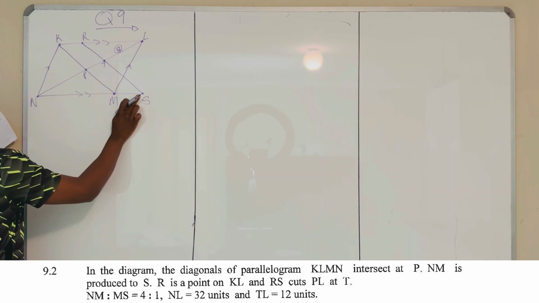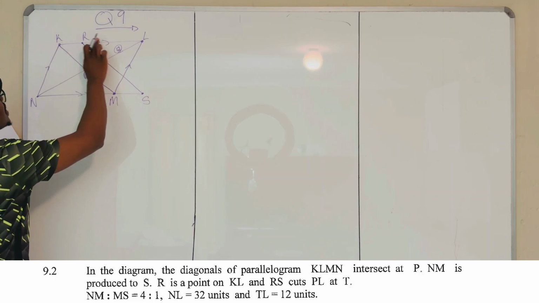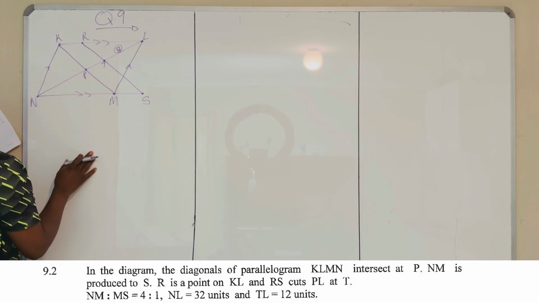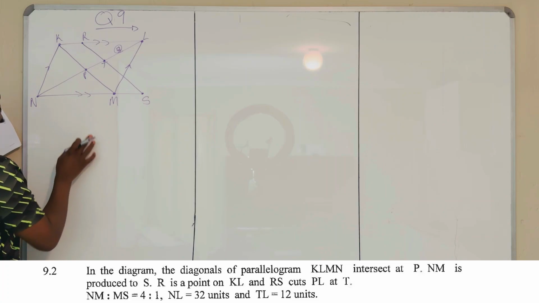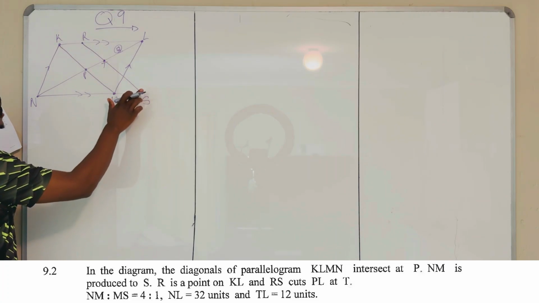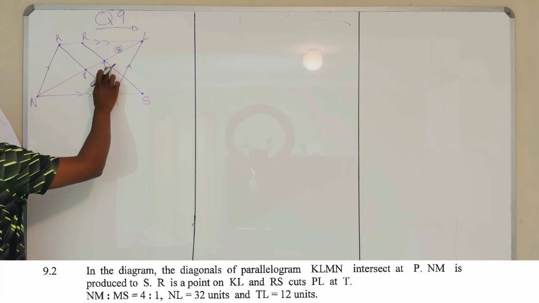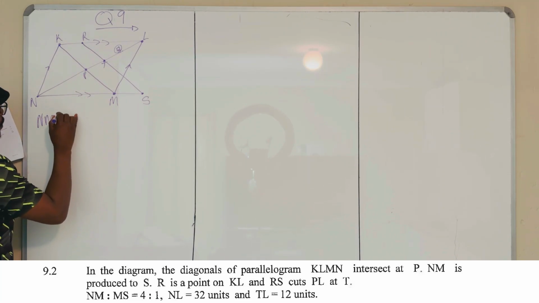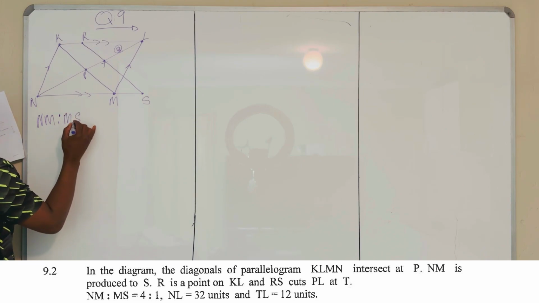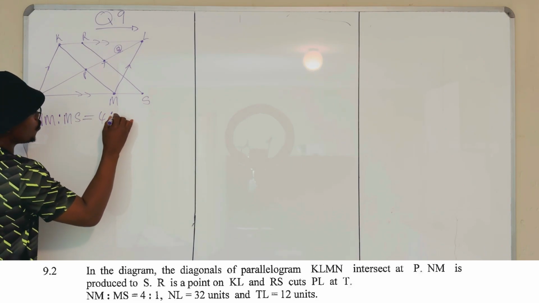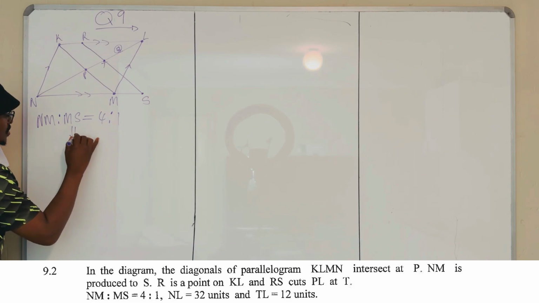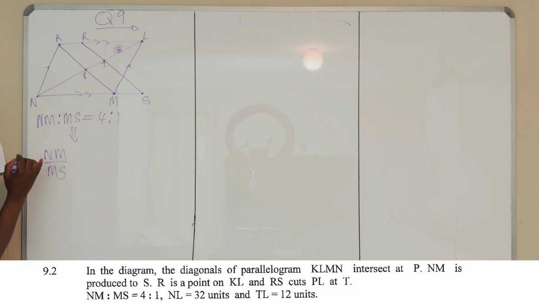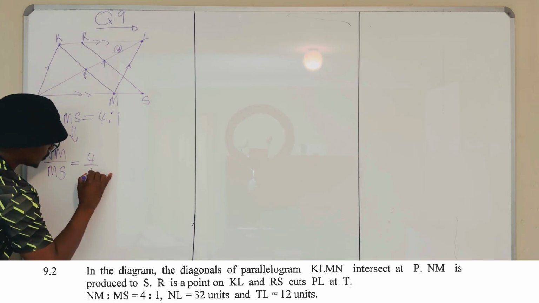That's saying R is a point on KL. There is R, there is KL. So R is a point that lies on your line KL. That's saying RS cuts PL at T. So the line RS cuts PL at point T over there. They went on to say that the ratio of NM to MS is 4:1, which essentially means NM over MS is equal to 4/1.